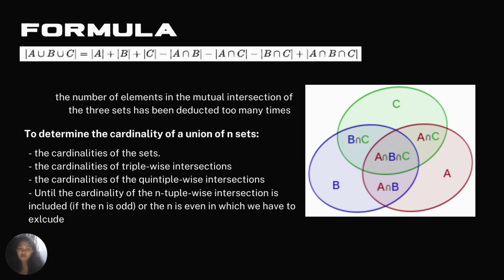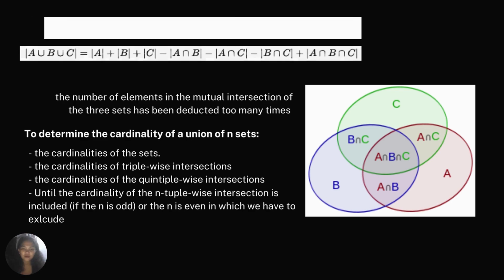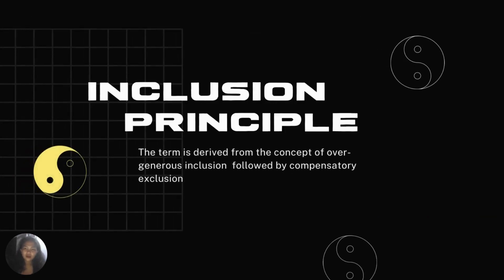Therefore, the term is derived from the concept that the principle is founded on over-generous inclusion that should be followed by compensatory exclusion. So, for every inclusion, there should be a following exclusion, sa isa ka example.